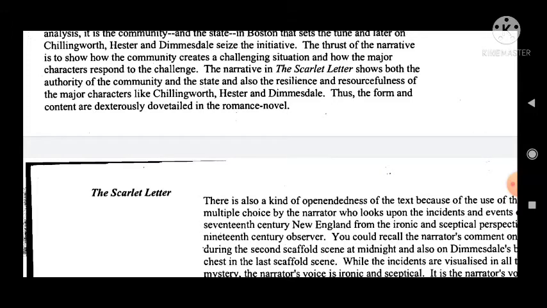Thus the form and content are dexterously dovetailed in the romance novel.